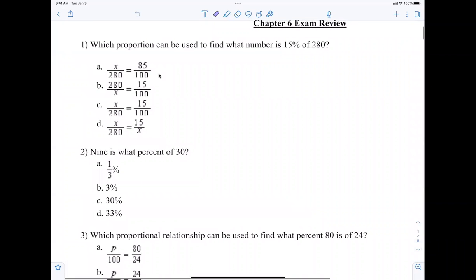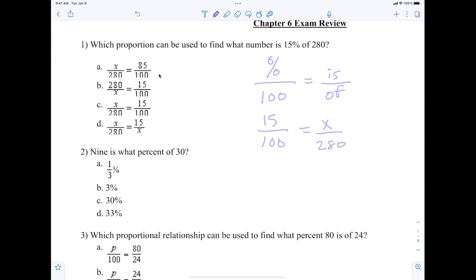Which proportion can be used to find 15% of 280? Remember, we said it was percent over 100 is equal to is over of. So in this case, it's 15 over 100 is equal to X over 280. Which one is that? If you got that right, I'm pretty happy. If you missed it, review how to set the proportion up. If you don't understand it, you could ask me. Is everybody okay with that? This is the key to writing the proportion.